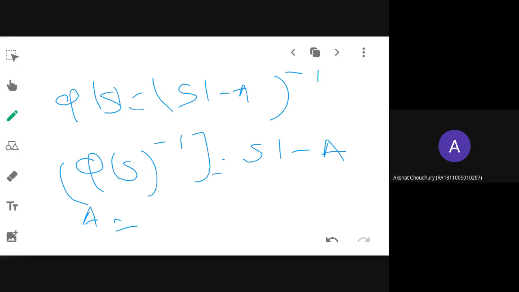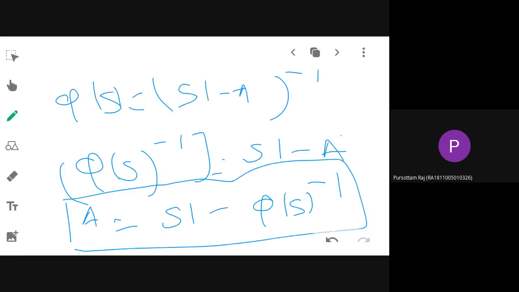Simple mathematical manipulation only. So what is A? Bring A to the other side: A is equal to sI minus phi of s inverse. Make a note of this formula. This type of problem may also come, but so far it has not come. But still you need to solve one problem based upon this way also. So given data is what here in this case, and you are finding out what by this formula?